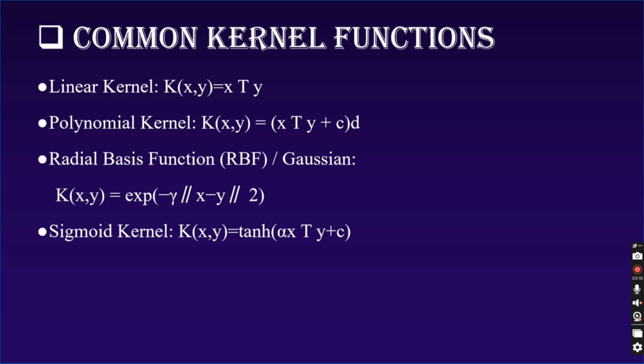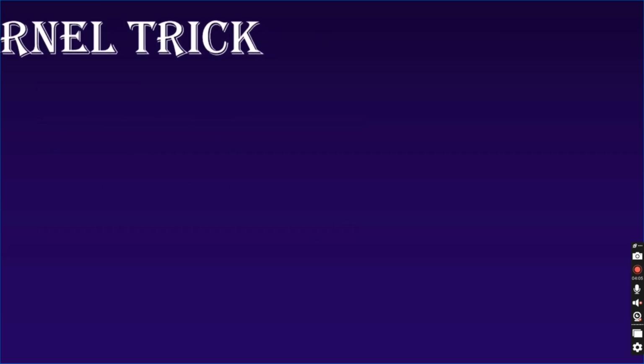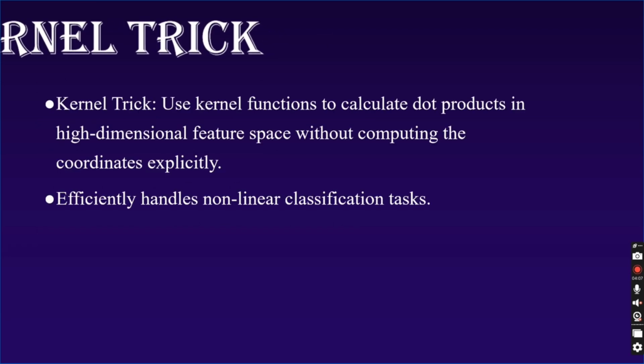Next slide is the kernel trick. The kernel trick avoids computing the actual coordinates in higher dimensions. It just computes the inner products using kernel functions. This makes SVM efficient even in complex space.